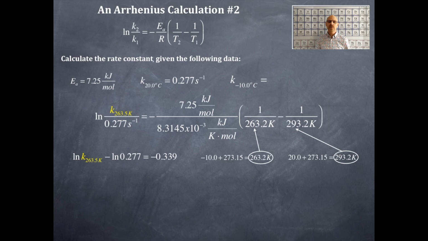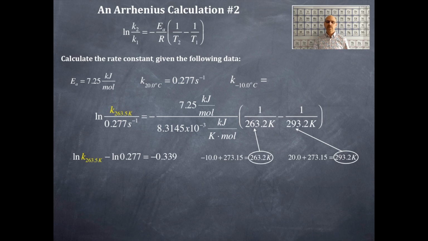Okay, so we got natural log of k at 263.2 minus natural log of 0.277, and that's equal to negative 0.339. Okay, so that right hand side of the equation is all an entire number. Got rid of the units, they all cancel out. All I'm looking for is that rate constant, which is per unit time.